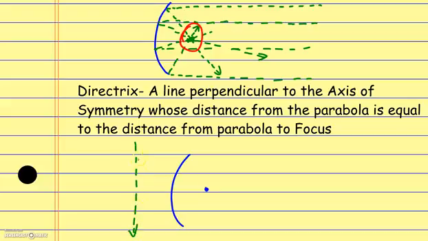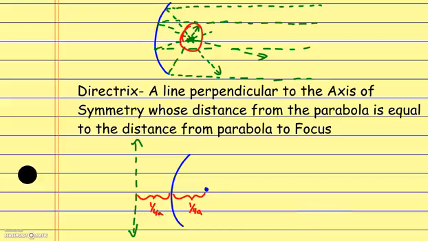You can see in this particular example my axis of symmetry is horizontal, so that means my directrix is perpendicular to that. The idea here is that the distance right here, and we mentioned this above, is 1 over 4a. That's the focal length. Well, the distance right here is also 1 over 4a, so that can lead us to where this thing is located.